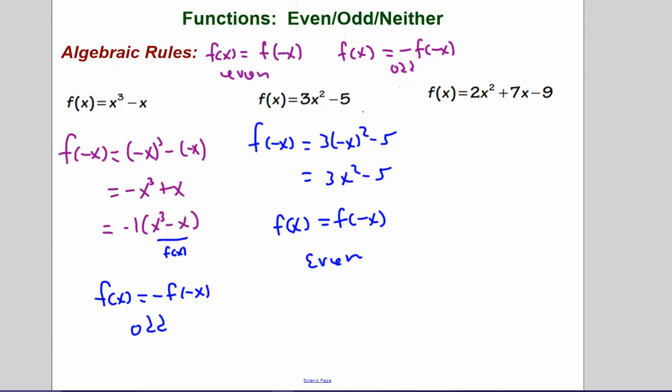You probably can guess what's going to happen here. So I'm going to, I'll do this in green, I'm going to have f of negative x is equal to 2 times negative x squared plus 7 times negative x, minus 9. So I'm going to have positive 2x squared, minus 7x, minus 9. I can't factor out a negative 1 and end up with this right here. So this will be a neither.